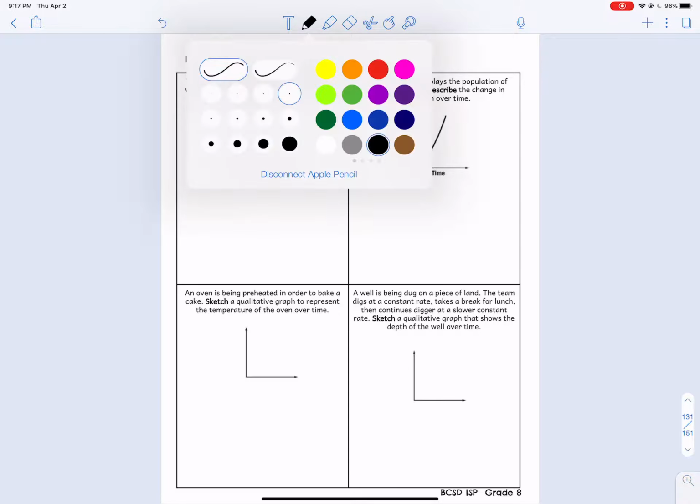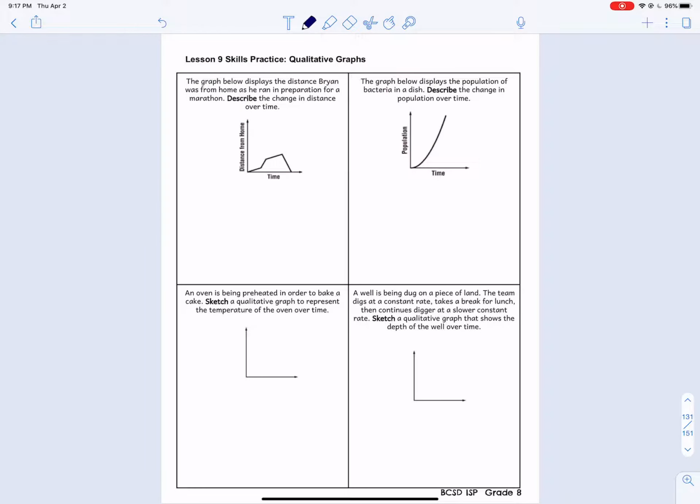Okay, qualitative graphs. These are the ones that are not linear, but they are descriptive. They tell us information about what's going on. So I'll do an example from each. I'll do this first box. It says, the graph below displays the distance Brian was from home as he ran in preparation for a marathon. Describe the change in distance over time.